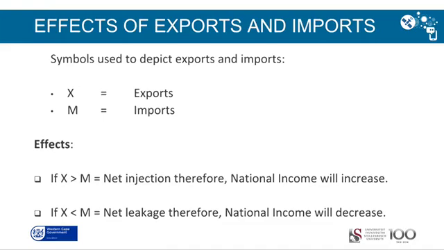The effects of exports and imports. The symbols that we use to denote our exports and imports are X for exports and M for imports. Remember I said we can't use M for the multiplier, where K is equal to 1 over 1 minus MPC, because M is for imports. So what will the effect be?